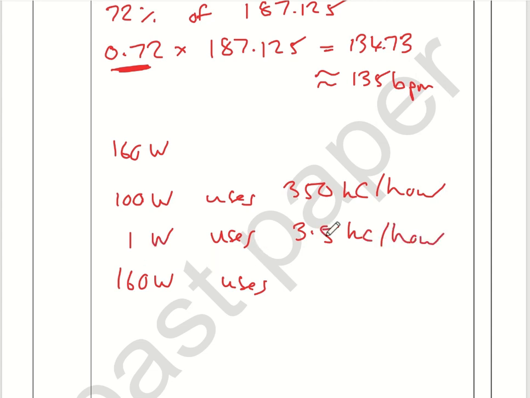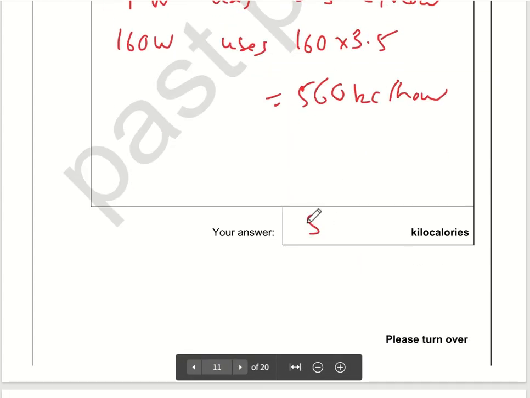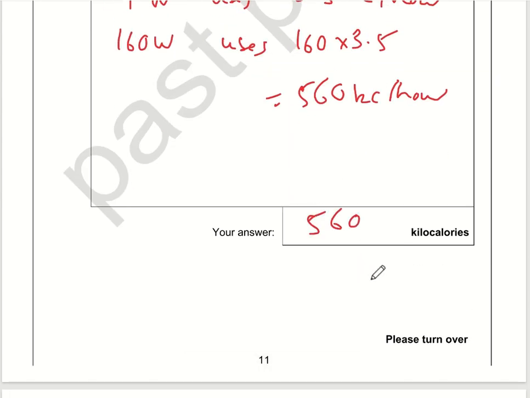So if 1 watt uses 3.5, then 160 is going to use 160 times 3.5, and 160 times 3.5 is 560 kilocalories per hour. Okay, so that is the final answer, which just about creeps into the range that they were expecting, so 560.